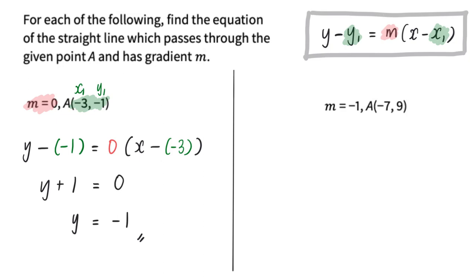And indeed, when we have gradient equals 0, it is indeed a horizontal line.